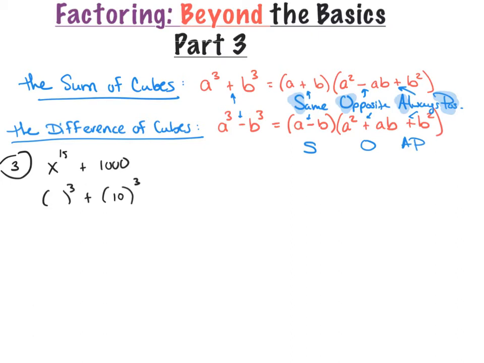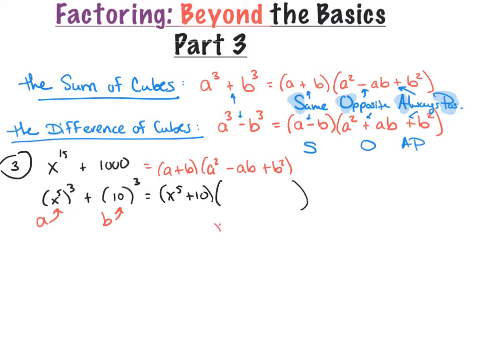Okay, remember back to what we were doing in the last section. When you raise something to another exponent, you multiply. So x to the what exponent, then multiplied by 3 makes 15? That'd be x to the 5. So I have a is x to the 5 and b is 10. And if my formula for the plus is a plus b, a squared minus ab plus b squared, then for this one I'm going to have x to the 5 plus 10.